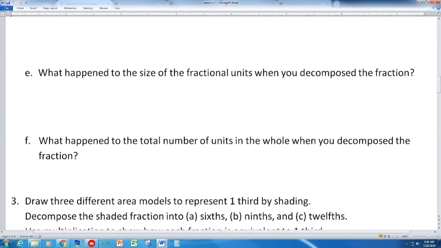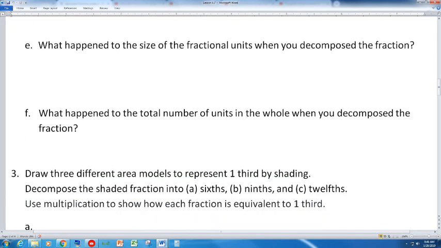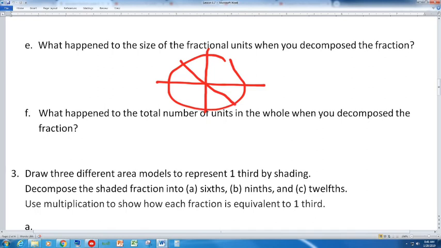When we go down here, it says, what happened to the size of the fractional units when decomposed by the fraction? What did the size do? When you decompose a fraction, if you have a whole pizza and you start cutting it in half, into quarters, into eighths, each of the smaller pieces become smaller. The fractional units become smaller. Each one is worth a smaller portion.